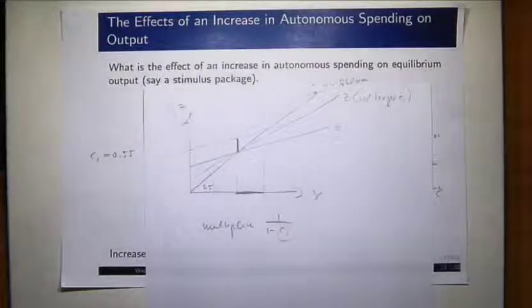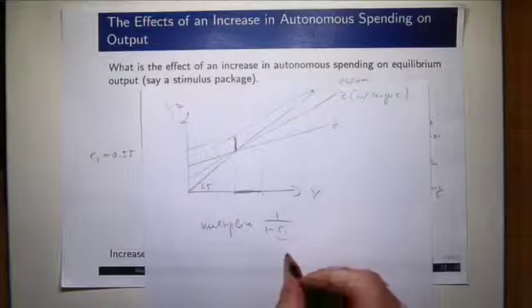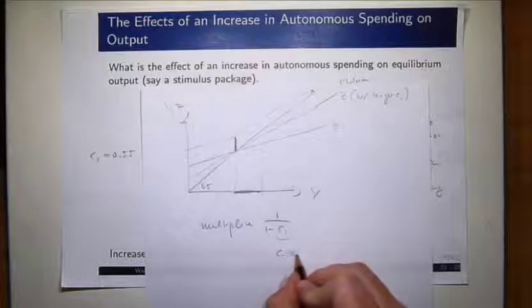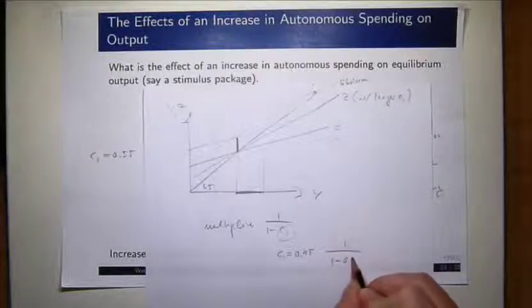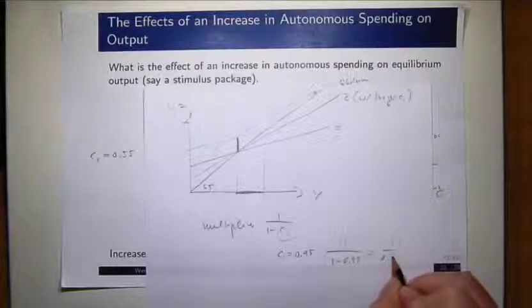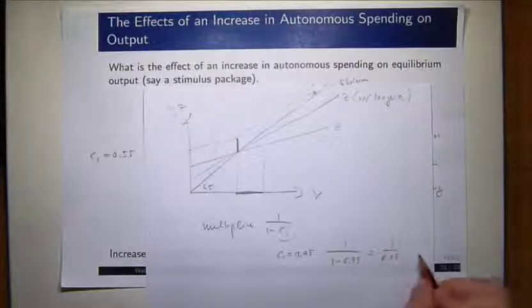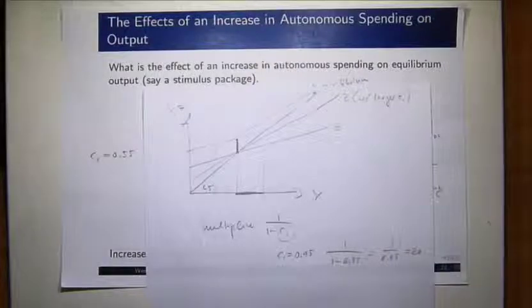So if C1 is a value that is very close to 1, make C1 equal 0.95 as an example. What do we have then? The multiplier is 1 over 0.05, which I think is 20. So if the marginal propensity to consume is very large, so if there's an exogenous increase in spending, an increase in income, and a large response of consumption spending to it, this increase becomes bigger. So the multiplier would be 20.